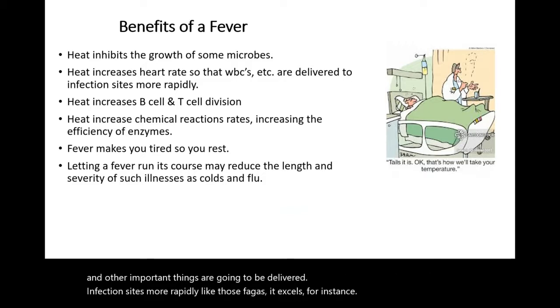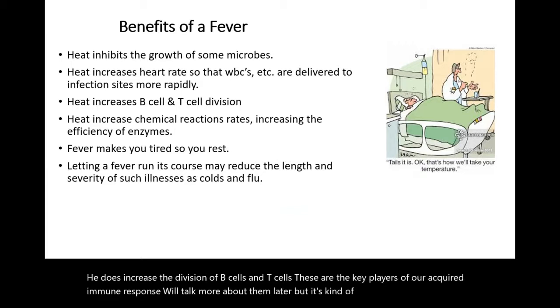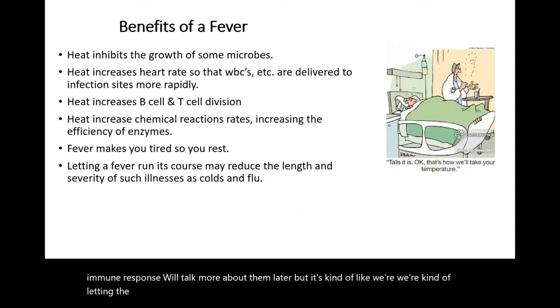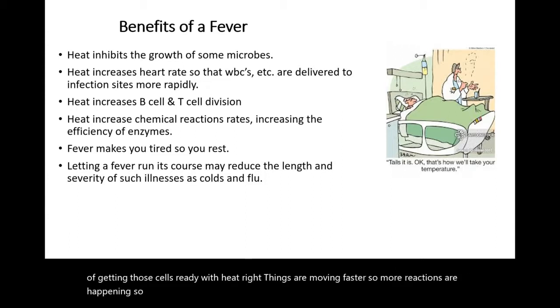Heat does increase the division of B cells and T cells. These are the key players of our acquired immune response. We'll talk more about them later, but it's kind of like we're letting our acquired immunity know, hey, yeah, we're about to tap y'all in soon, all right? So we're getting those cells ready. With heat, right, things are moving faster, so more reactions are happening, so enzymes can be more active.